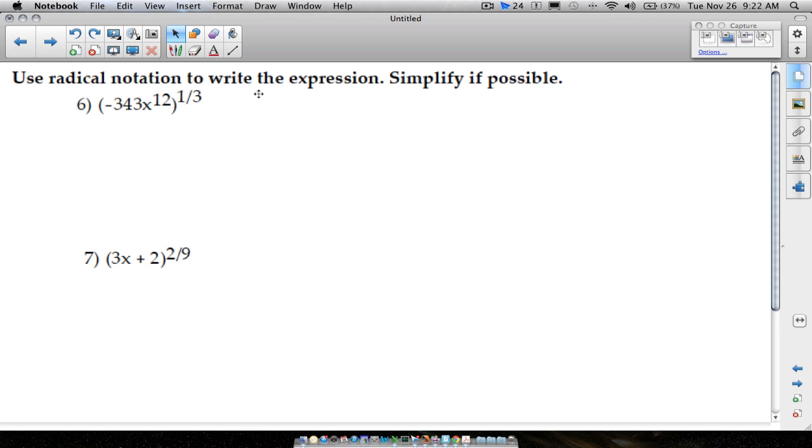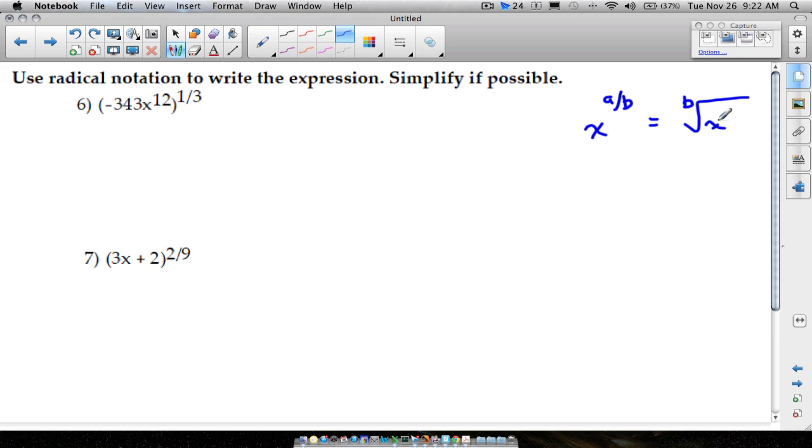Use radical notation to write the expression, simplify if possible. So recall, if we have x to the a over b power, that's the same thing as taking the b root of x to the a power. So to do that, we can either go straight to radical notation right now, and I'll go ahead and do that, and I'll come back and show you another way as well.